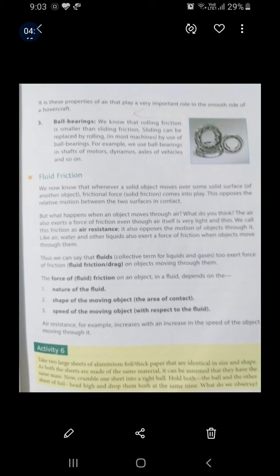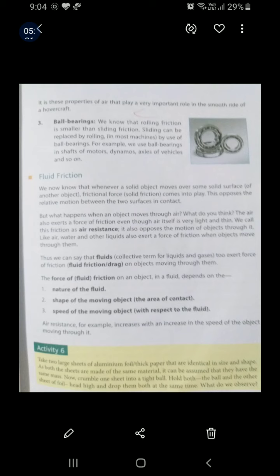Now there is one other type of friction which we will study in this video lecture, that is fluid friction. We know that whenever a solid object moves on other solid objects, a frictional force arises which opposes the movement. But consider the case of a fluid. When an object moves through the air, it also experiences a force of friction, and we call this friction air resistance. This air resistance opposes the motion of the objects.